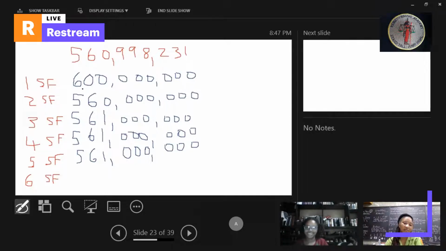Six significant figures now. So the sixth number is 8, and the number behind the 8 is 2. And since 2 is less than 5, we're just going to put the remaining numbers, the 2, 3, and the 1 as zeros. So 5, 6, 0, 9, 9, 8, 0, 0, 0.